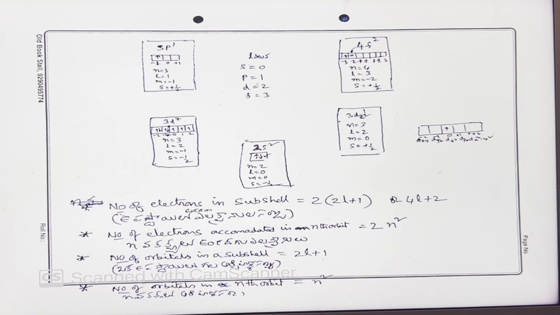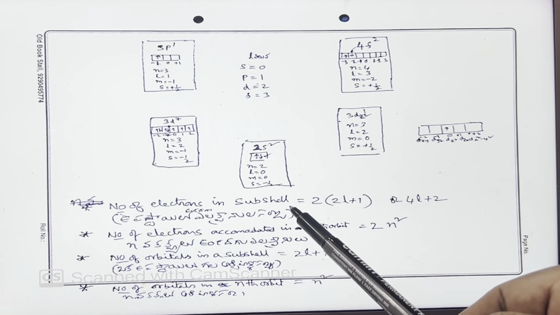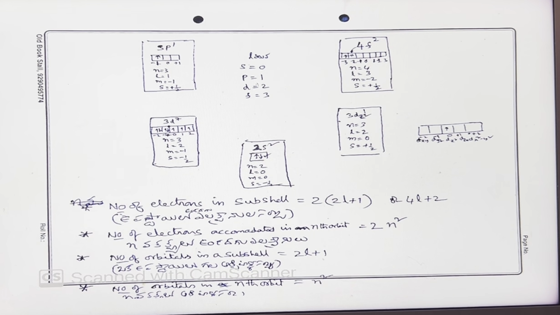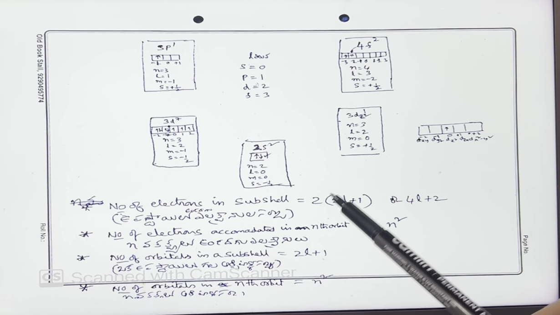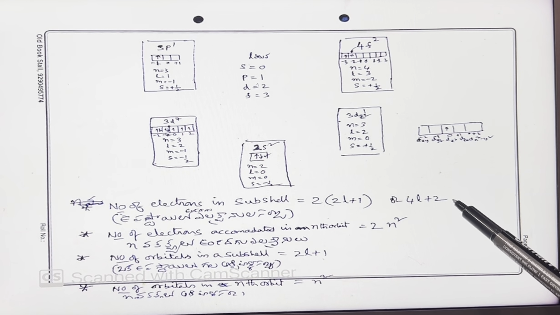So, let us see, these are useful for solving some bits. Number of electrons in a subshell is 2 into 2l plus 1, because you know 2l plus 1 orbitals are there, and each orbital can accommodate 2 electrons. So 2 into 2l plus 1, or you can say 4l plus 2.